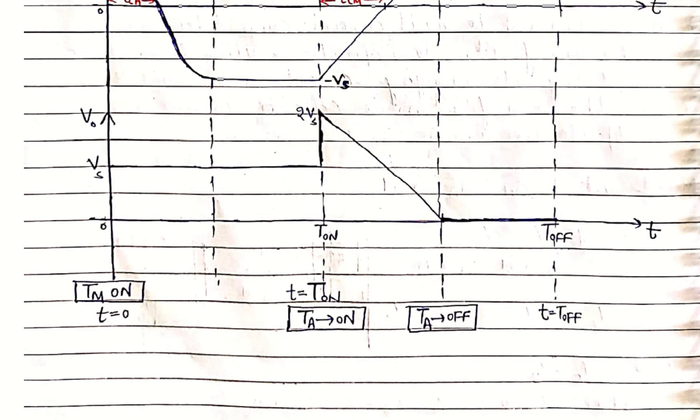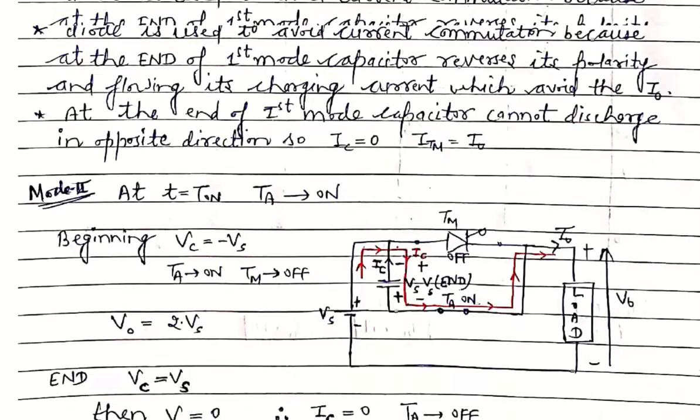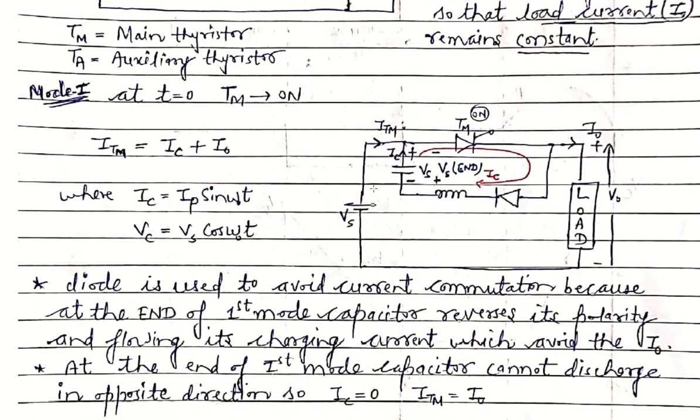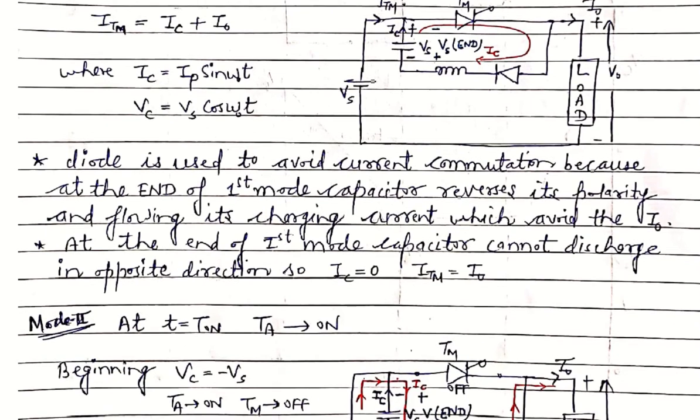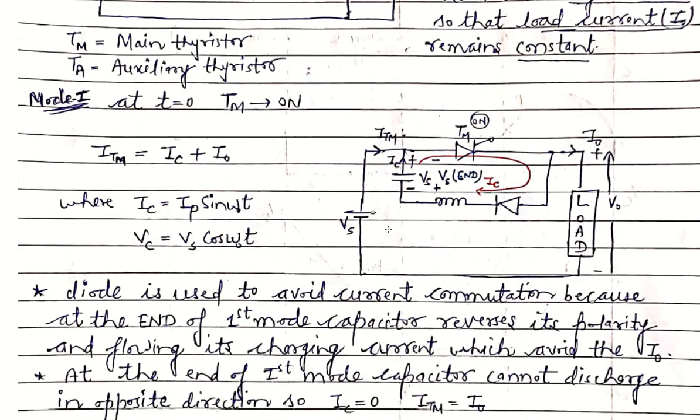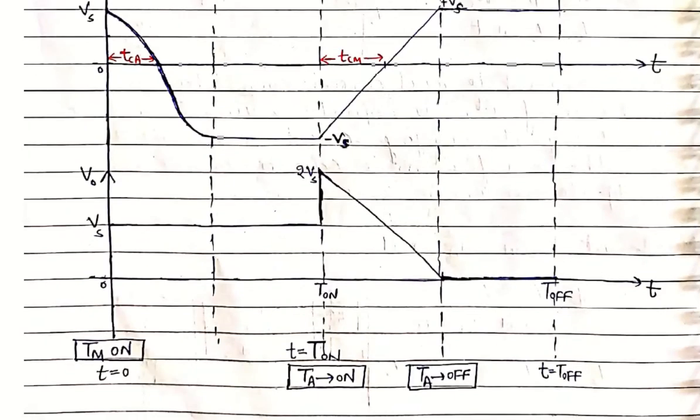Up to t on time, our main thyristor will be in on condition, starting from t equals 0 and coming up to t on time. So what is the output voltage? The output voltage will be Vs. Why Vs? Because this Vs voltage will drive the current through the main thyristor. We can simply apply KVL, then Vs equals V naught as long as the main thyristor is in on condition. So if you apply KVL, we obtain the output voltage to be Vs, denoted as Vs up to t on time.